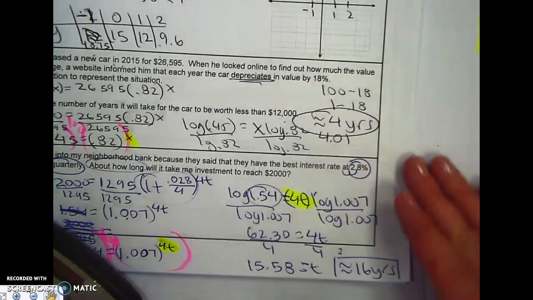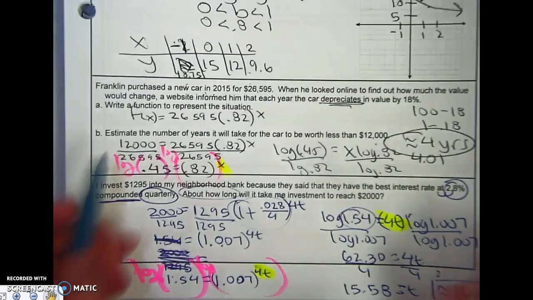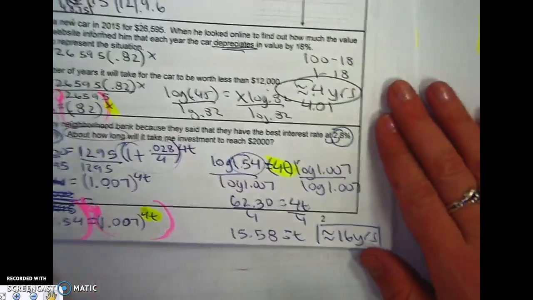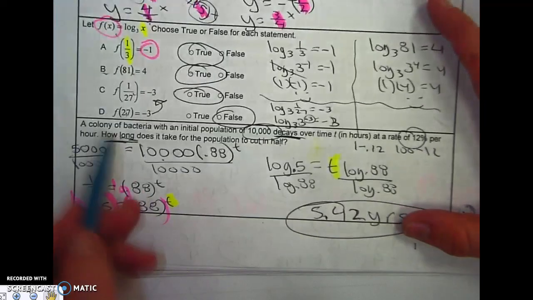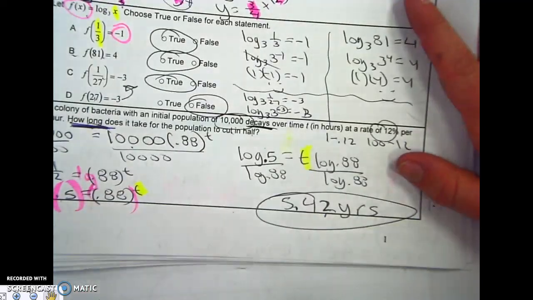Notice the difference between me saying about versus exact. Because if you look here, it says estimate. So I estimated it at 4 years. Here you see about how long. But I think there was a problem over here that I just want to know how long. If I want to know how long, you've got to give me the exact. But if I say estimate or about, that's what I want. Let's turn the page, go to the next one.